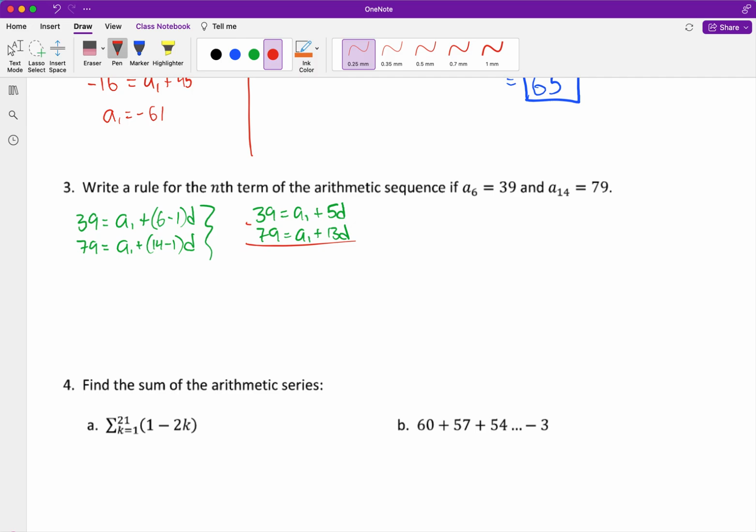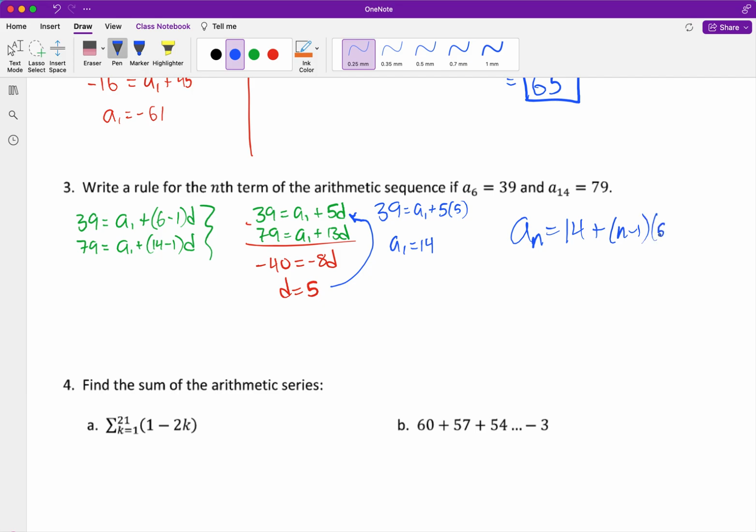I can subtract using the elimination method, and I'm going to get -40 equals -8d, and so d is going to equal +5. I'm just going to take this value and plug it into one of the 2 equations. It doesn't matter which one, just whichever one your heart desires. So I'll get 39 equals a_1 plus 5 times 5, so that's going to be 25. I'm going to subtract that to the other side. So a_1 is going to equal 14. And so my rule, a_n, is going to be 14 plus (n minus 1) times 5. And again, do not need to simplify.